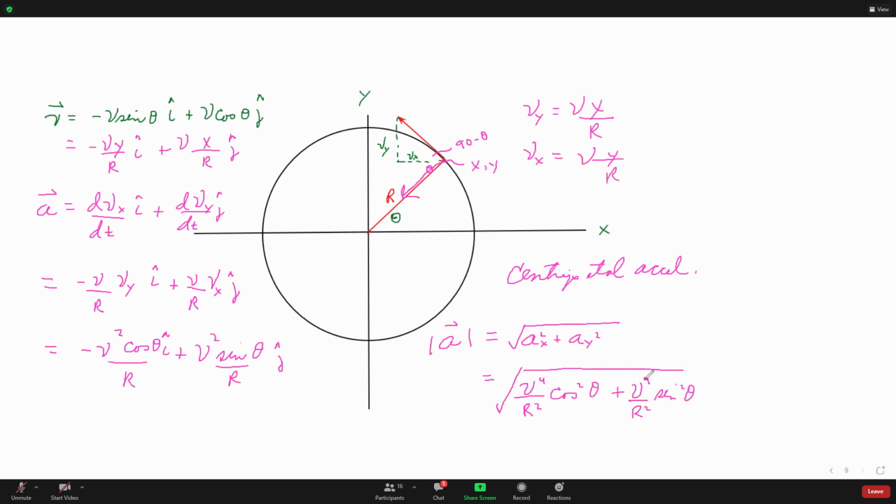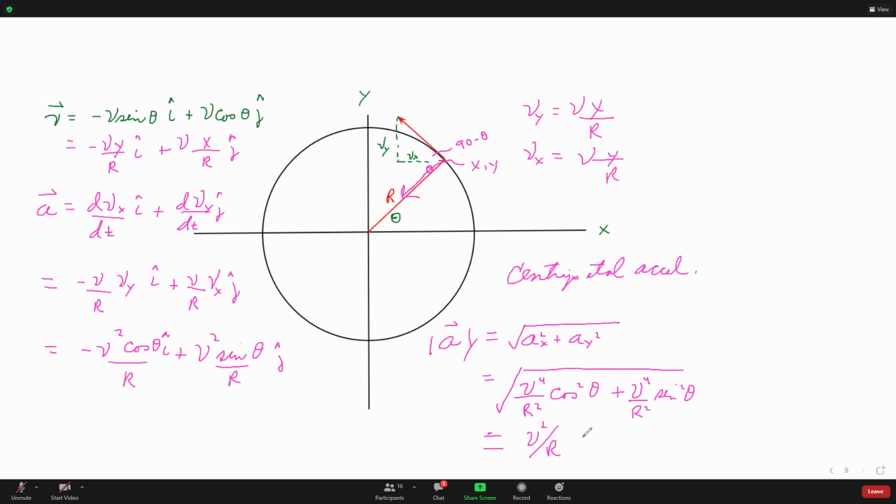I can factor out the v to the fourth over r squared, and what is the cosine squared plus the sine squared? 1. Yes, it's equal to 1. So that means this is just the square root of v to the fourth over r squared. In other words, it's v squared over r. So in uniform circular motion, the magnitude of the acceleration is v squared over r, and it is always pointed at the center.